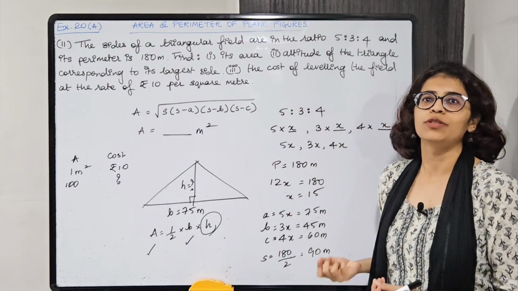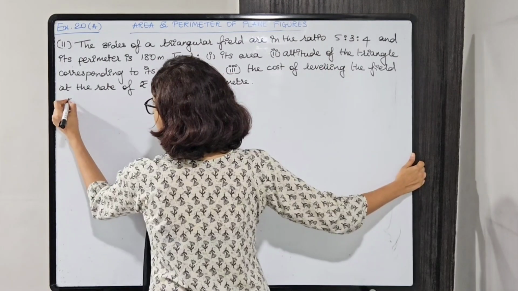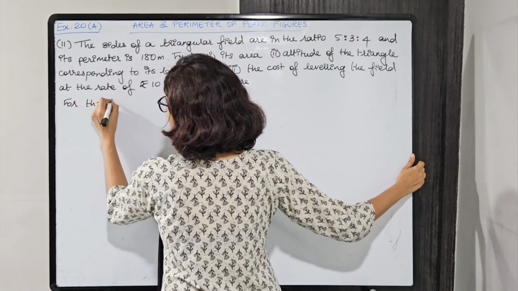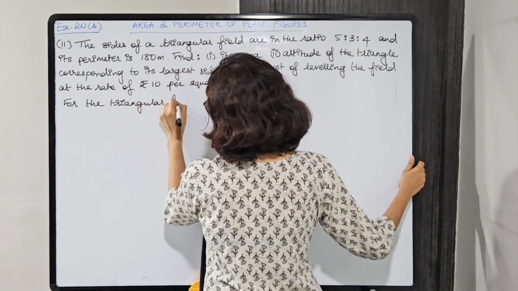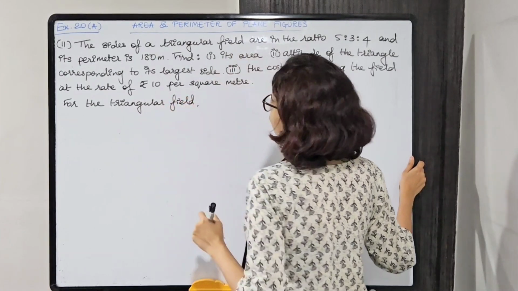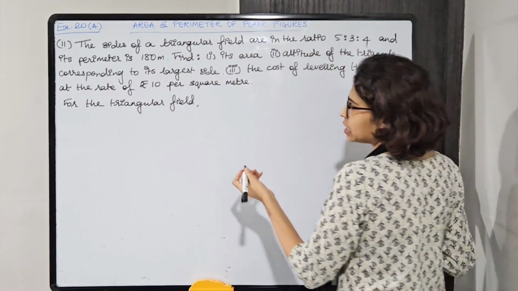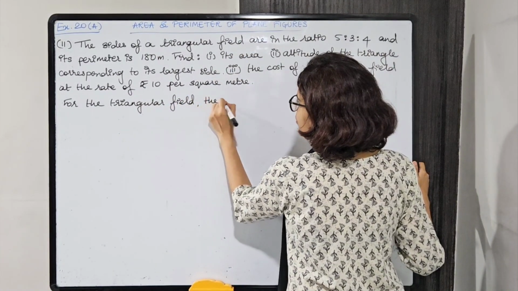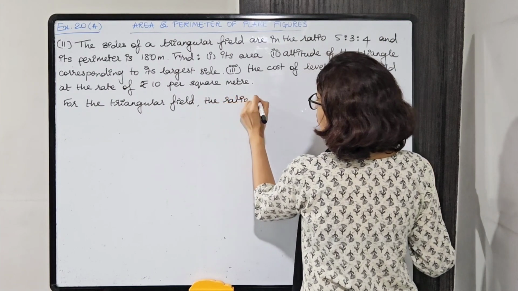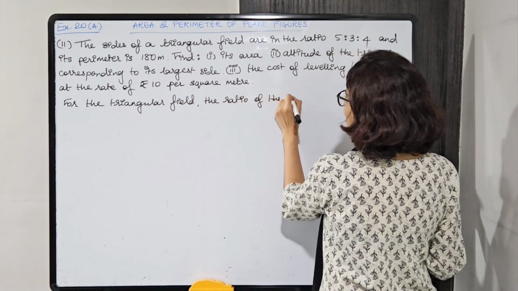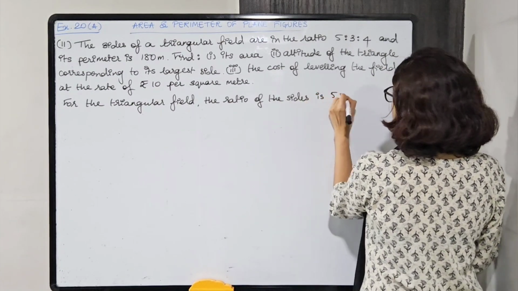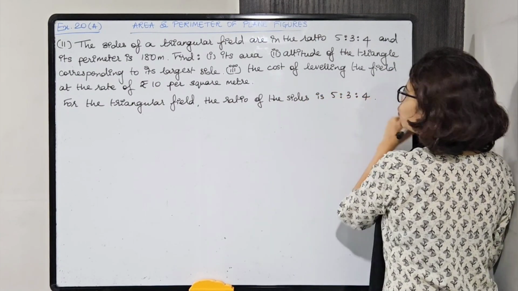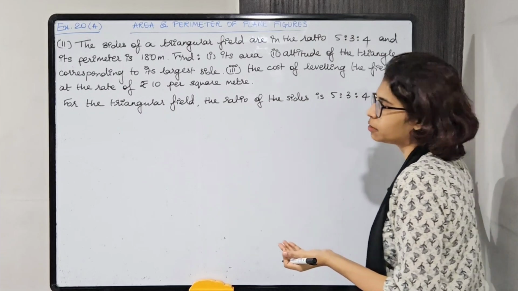Let us solve now with proper steps. For the triangular field, what do we have? We have the ratio of the sides. So write down, the ratio of the sides is 5:3:4. Let the common factor be x.